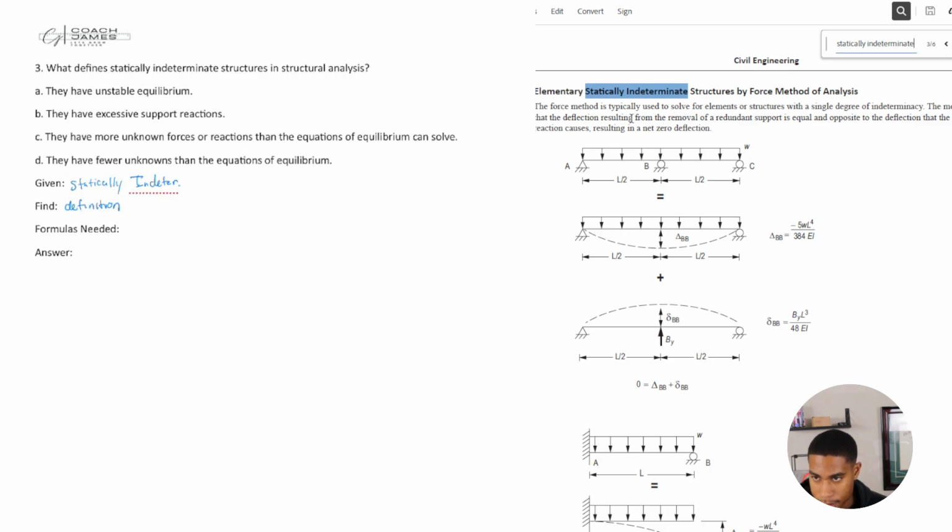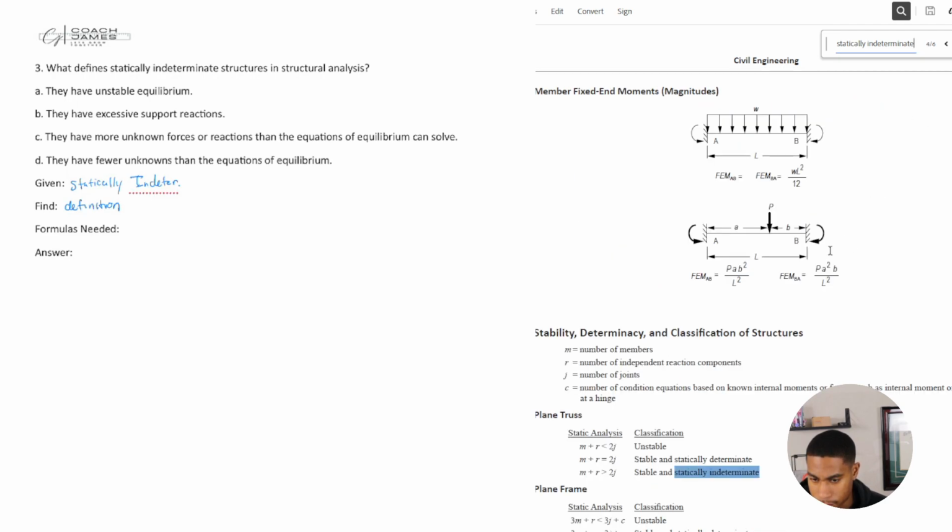Elementary statically determinate structures, the force method is typically used to solve for elements or structures with a single degree of indeterminacy. Okay. Deflection resulting from the removal of a redundant support is equal. Okay. So I don't think I need that.